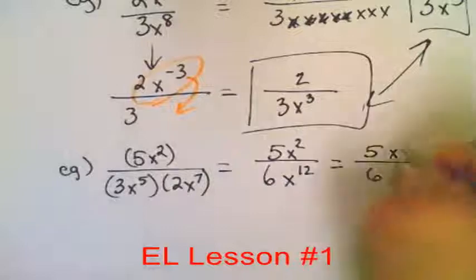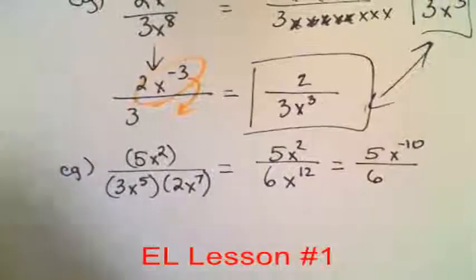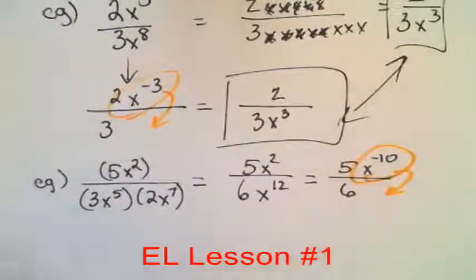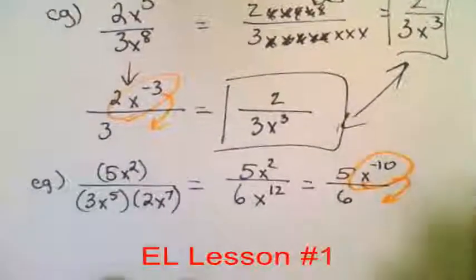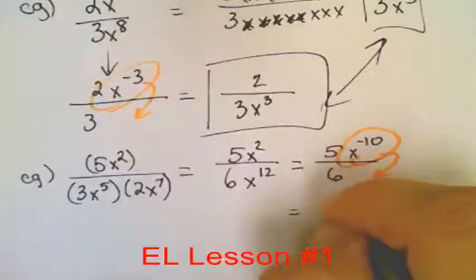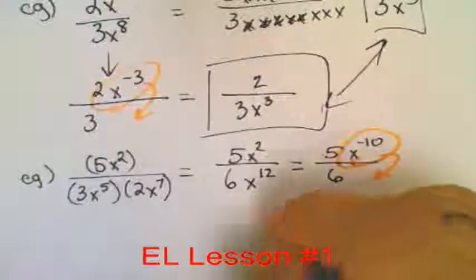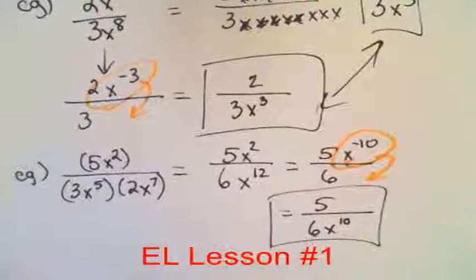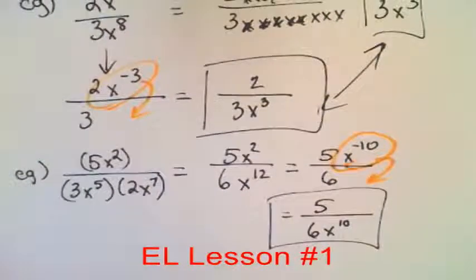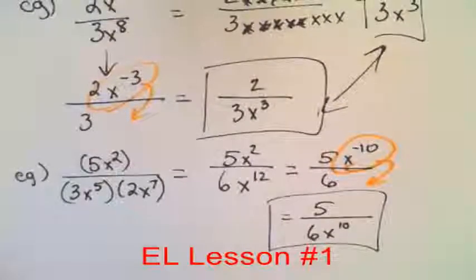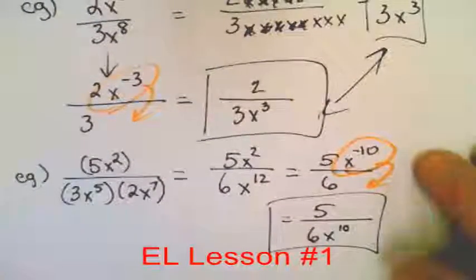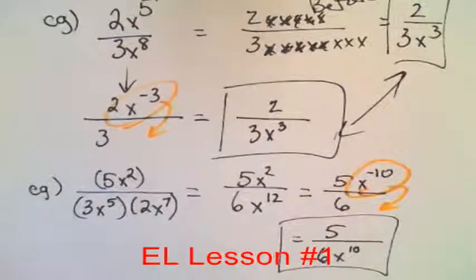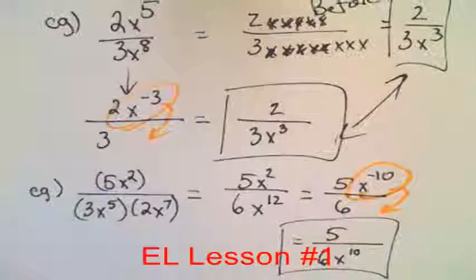3 times 2 is 6. X to the 5th times x to the 7th: keep the base the same, add 7 plus 5 is 12. I'm there. Now if I try to do this, the 5 and the 6 don't simplify. X to the 2 divided by x to the 12th. The 5 and the 6 stay. Keep the base the same. 2 minus 12 is negative 10. There's your answer. However, the negative exponent is the issue. So that negative 10 has to flip down, that exponent. You would end up having 5 over 6x to the 10th. However you do it is fine, but that's the sort of idea.